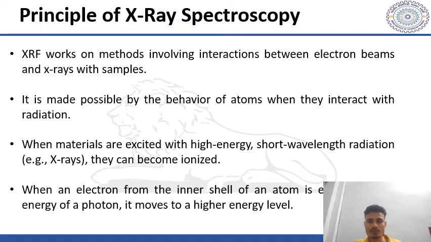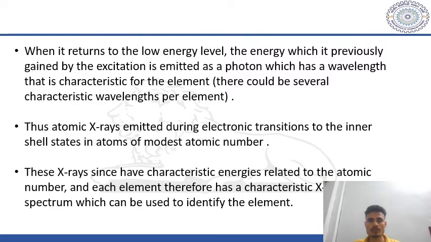When an electron from the inner shell of an atom is excited by the energy of a photon, it moves to a higher energy level. When the atom moves to a higher energy level, it becomes unstable. So to get to a stable state, it returns to a lower energy level. At this moment, the energy previously gained by this electron is emitted as the energy of a photon, which has a wavelength that is characteristic of the element.